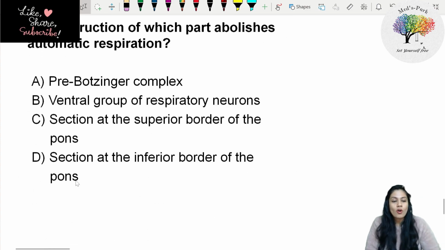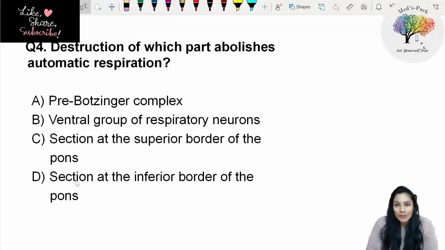Then question number 4: destruction of which part abolishes automatic respiration? A, pre-Botzinger complex. B, ventral group of respiratory neurons. C, section at the superior border of the pons, and D, section at the inferior border. So these are the MCQs. I would love to see your responses in the comments, right?